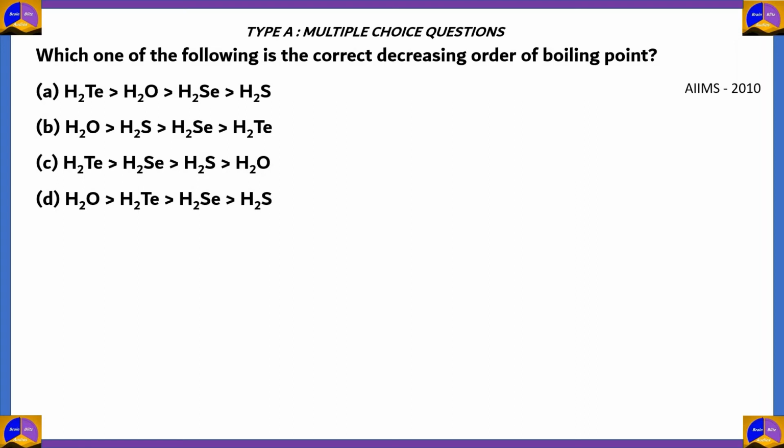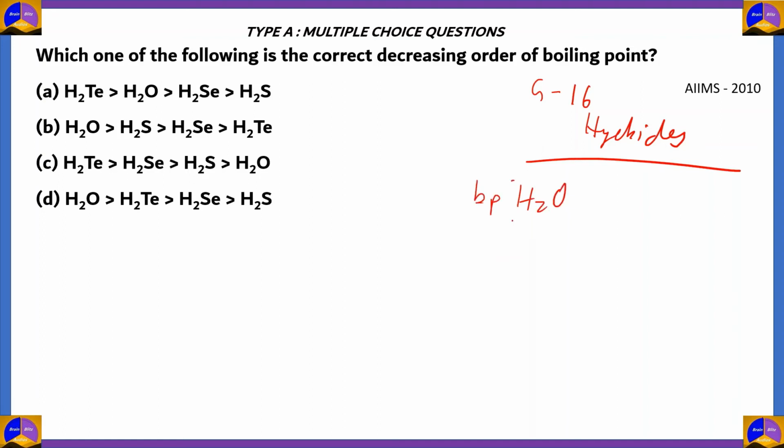Which one of the following is the correct decreasing order of the boiling point of group 16 hydrides? So the hydrides given belong to group 16. Now, when it comes to group 16 hydrides, there are a couple of things that you need to look at. Firstly, the boiling point of H2O is way greater than the boiling point of H2S.